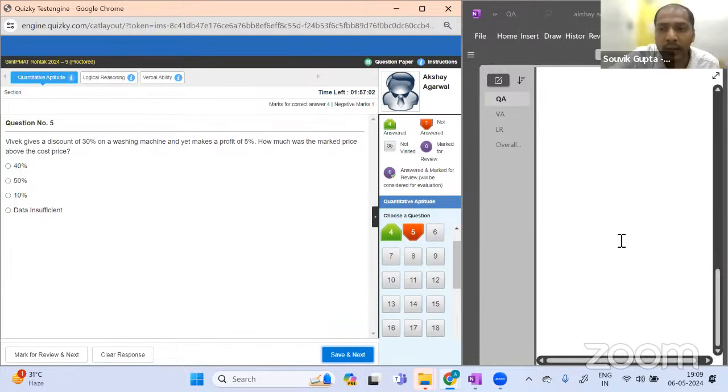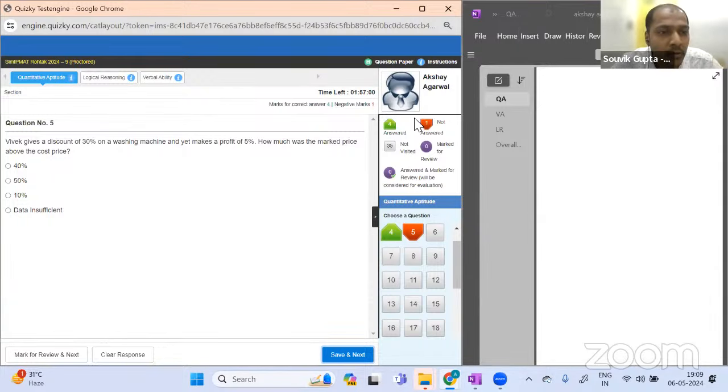Okay, I'm on track. So this one seems to be easy. Fine, I should maintain the pace. Vivek gives a discount of 30% on a washing machine and yet makes a profit of 5%. How much was the marked price above the cost price?